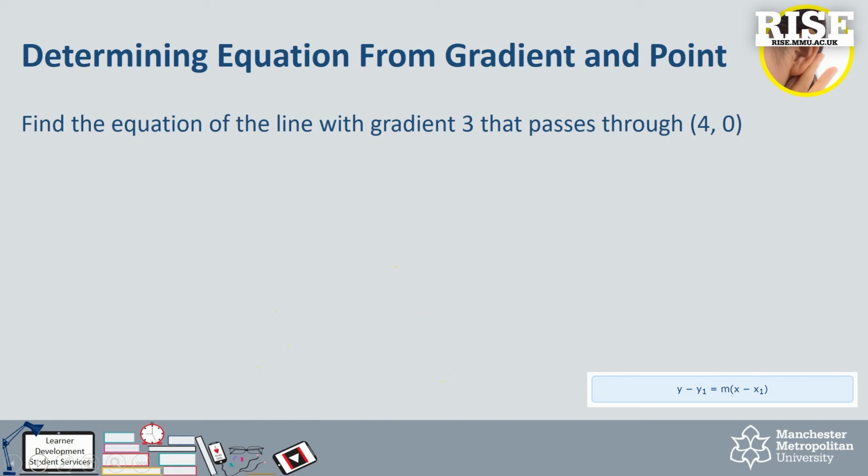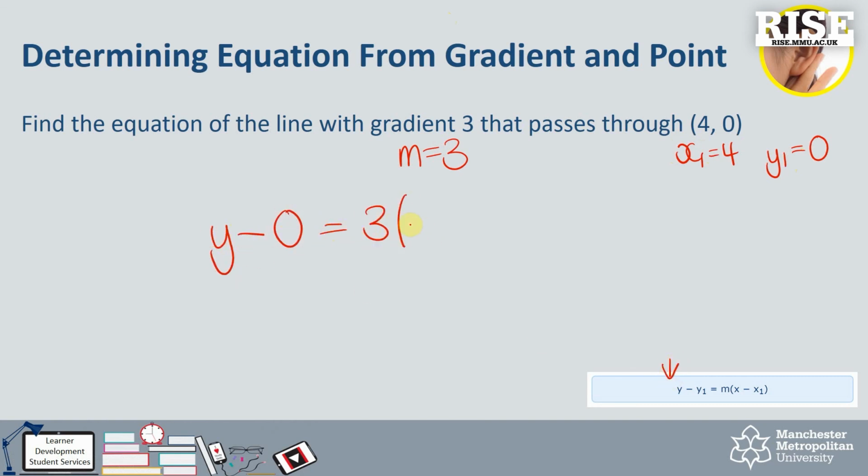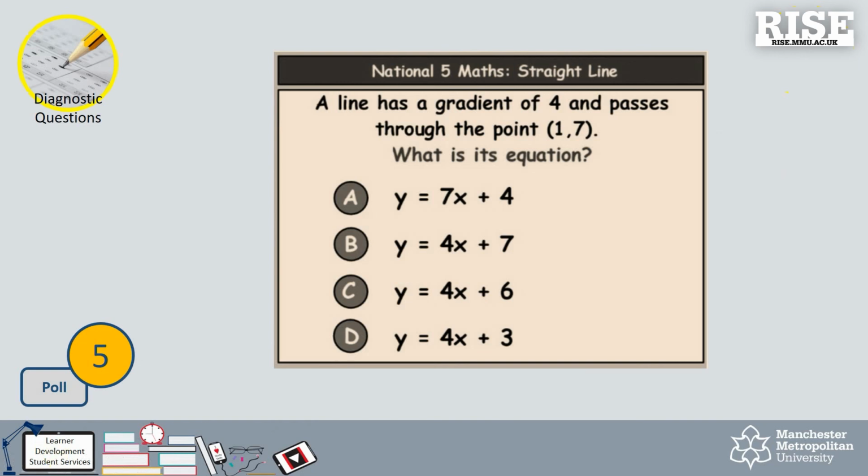Let's try one more. The gradient equals 3, so m equals 3, and it passes through the point 4, 0. So x1 equals 4 and y1 equals 0. Let's substitute it into here again. Y take away 0 equals 3 bracket x take away 4. Well, y take away 0, I don't need to write that 0 on, so it's just y on the left-hand side, equals 3x take away 12. That one was a nice one. Have a go at these quick questions then.